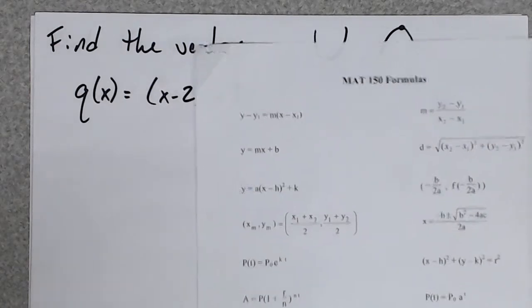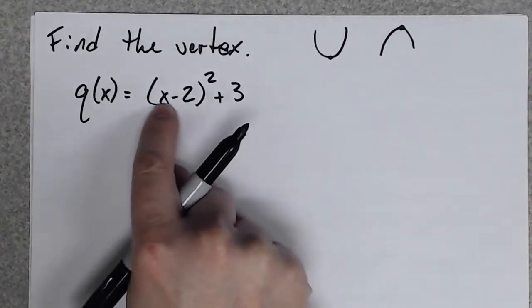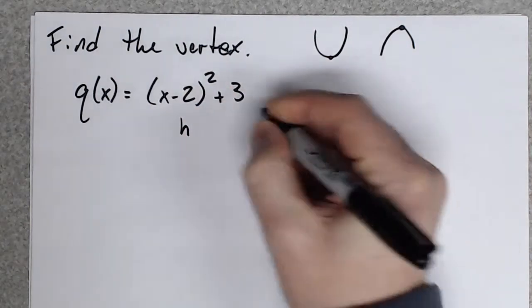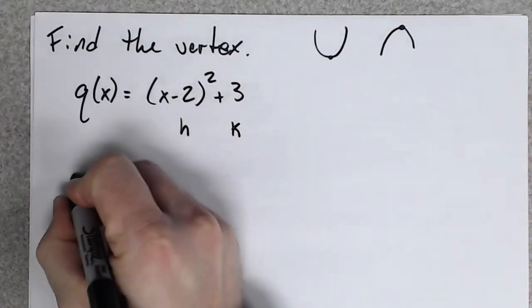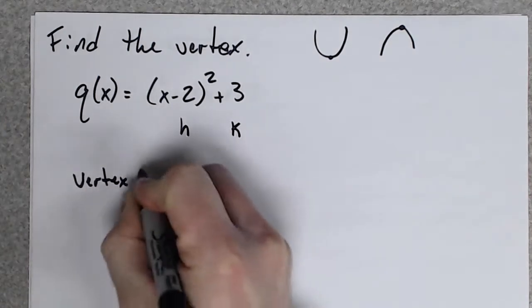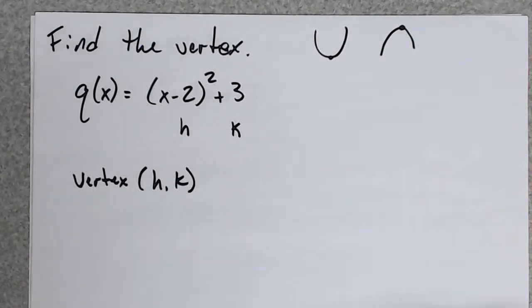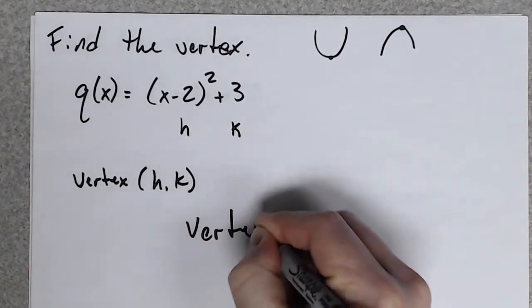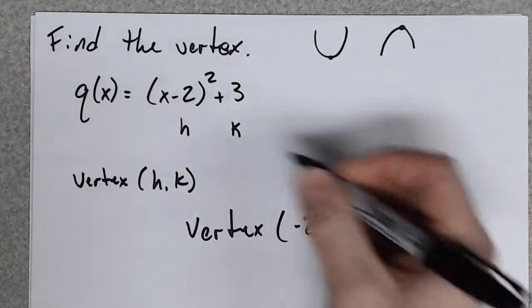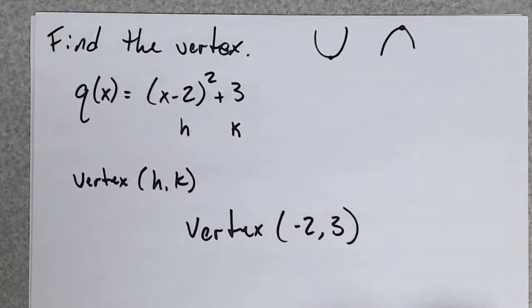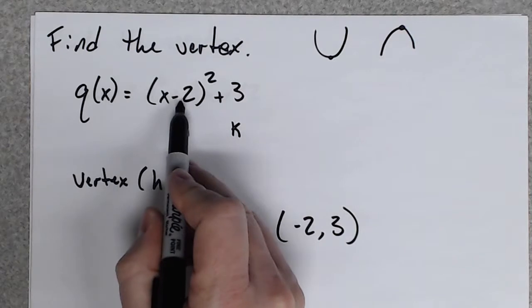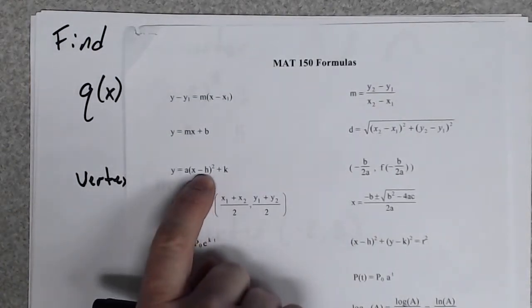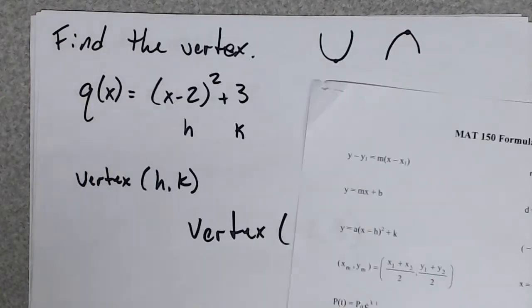So for instance, if I look at this, I've got x minus 2 squared plus 3. Well, that's the H, and the 3 over here is the K. And the vertex is H, K. So the H value is negative 2, and the K value is a positive 3. I'm sorry, it wouldn't be a negative 2 though. See how it's already a negative here and a negative there?